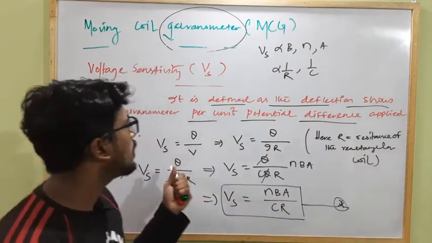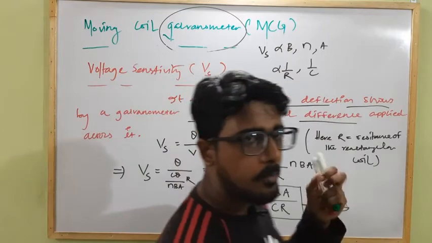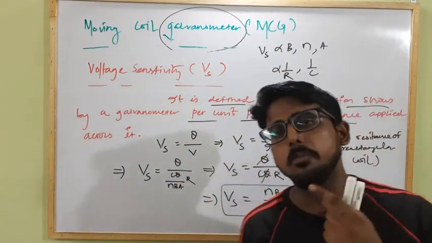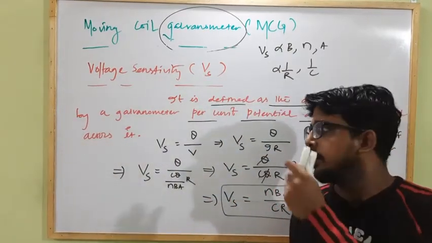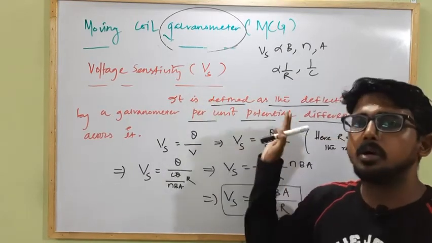So why is a moving coil galvanometer used? What is the advantage of a moving coil galvanometer? A moving coil galvanometer is able to measure a very less amount of current flowing through a circuit, and its sensitivity can be changed according to our requirement.